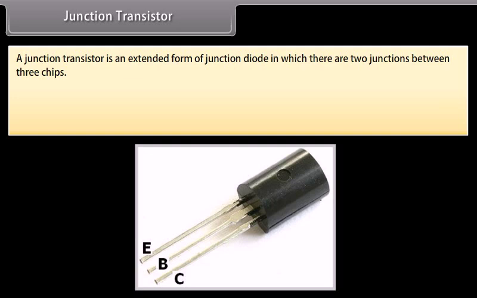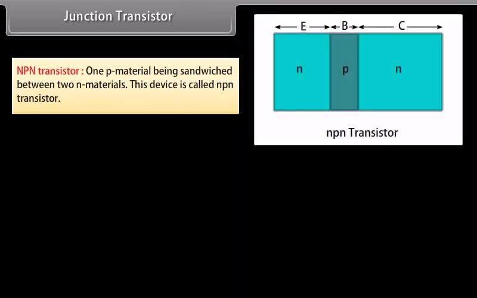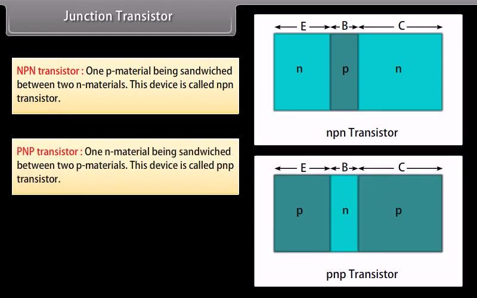Junction transistor. A junction transistor is an extended form of junction diode in which there are two junctions between three chips. There are two kinds of transistors: NPN transistor and PNP transistor. In an NPN transistor, one p material is sandwiched between two n materials. This device is called an NPN transistor. In a PNP transistor, one n material is sandwiched between two p materials. This device is called a PNP transistor.